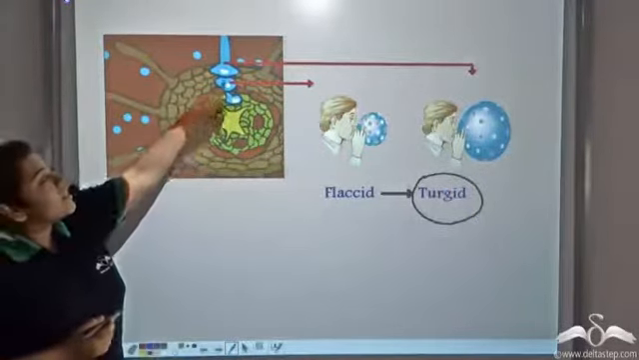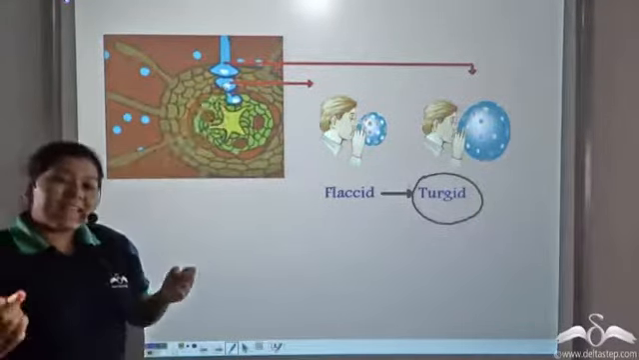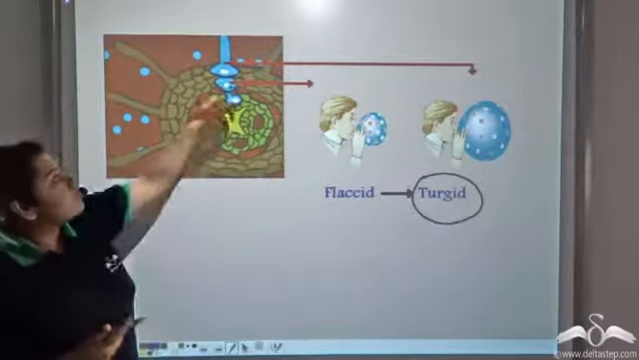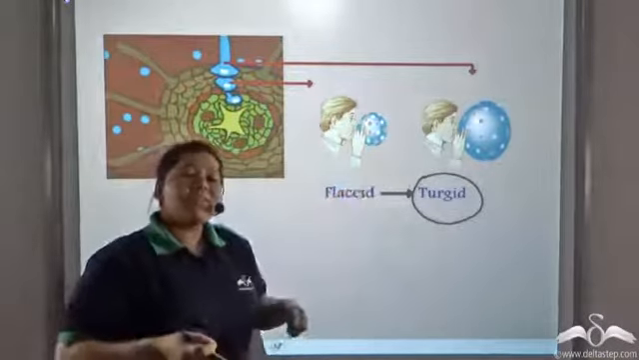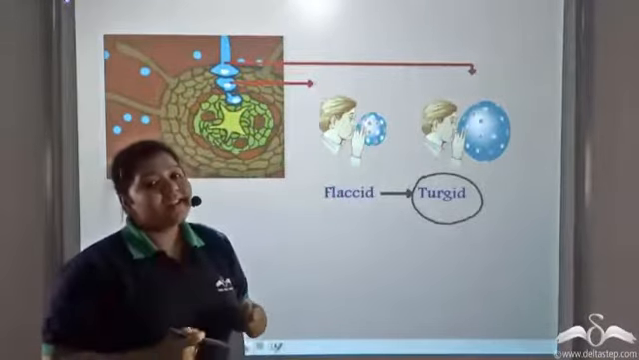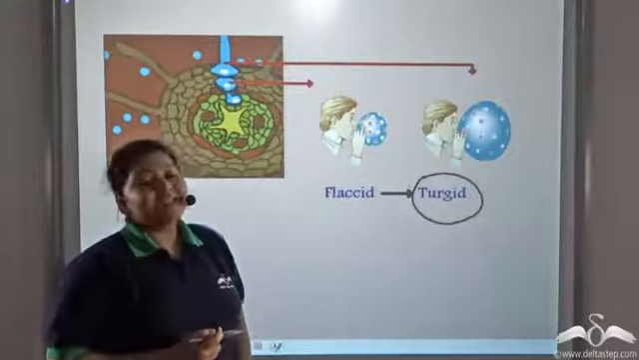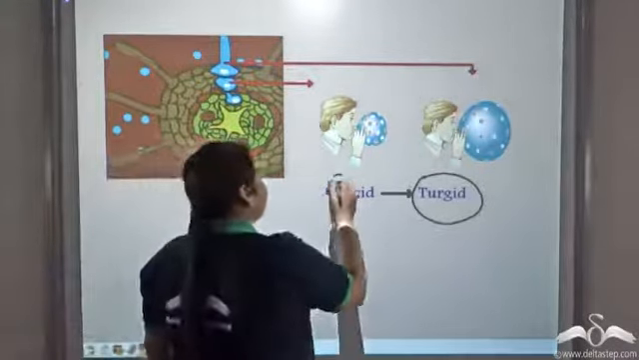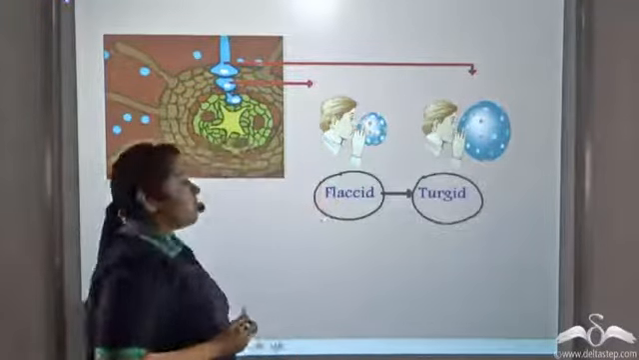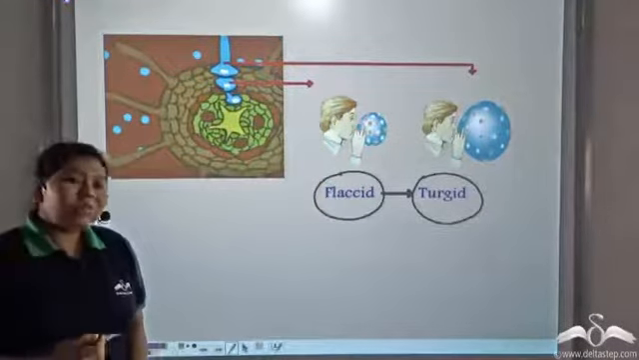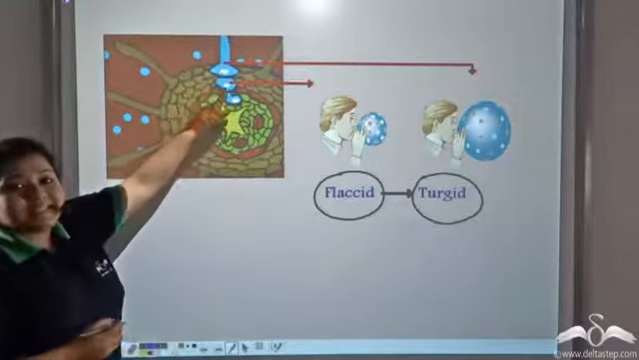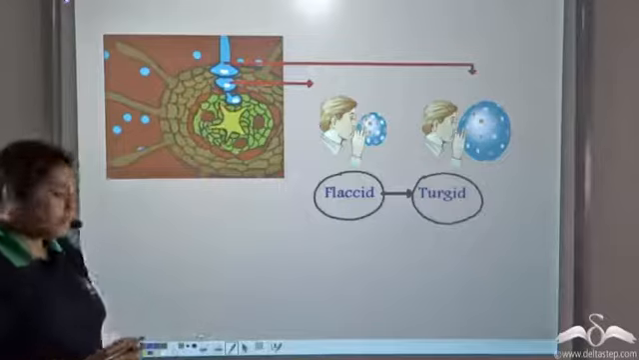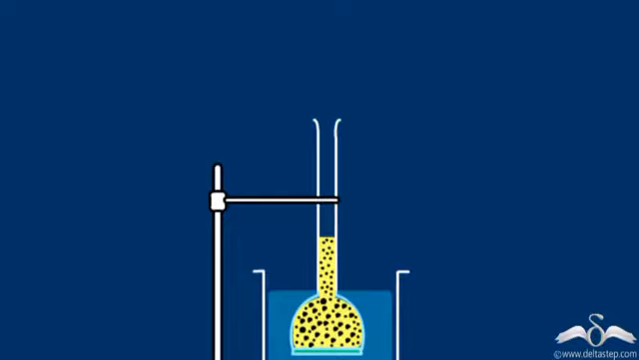But look at this cell. This cell has a lesser concentration of water with respect to this cell, and it can be compared to a balloon which you have just started to blow. This condition is known as the flaccid condition. Now, how does the water move from the turgid cell to the flaccid cell? We'll see. So how does the water move during osmosis?